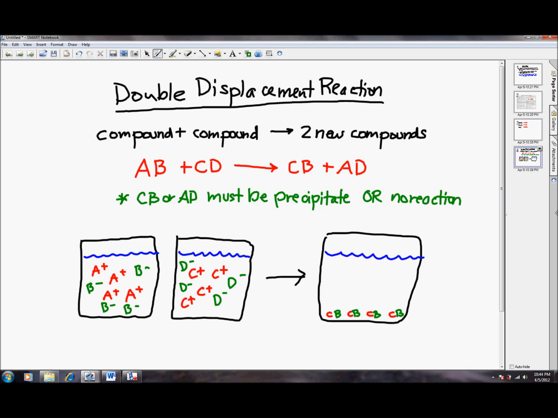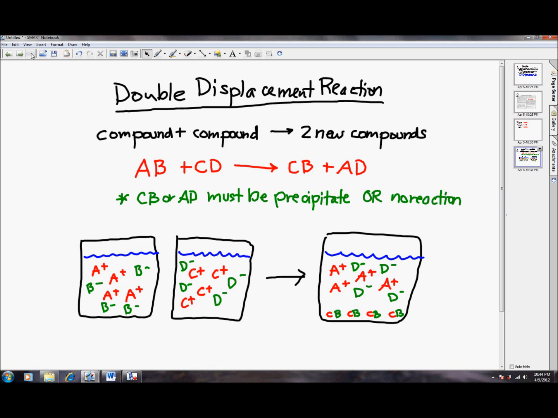Well, what happens to A and D? If A and D are soluble, that means even though A and D still run into each other, they don't stay together. The water pulls them back apart again. This is really what a double displacement reaction is. We're going to see this in a lab a little bit later. We're going to look for formation of precipitates. Okay, so this is what a double displacement reaction looks like.